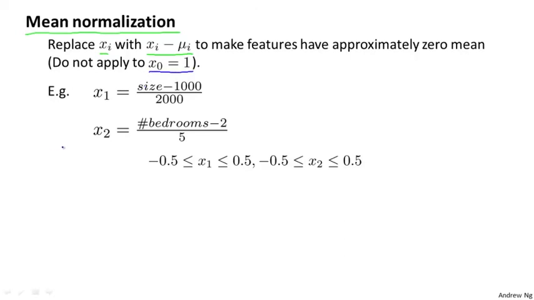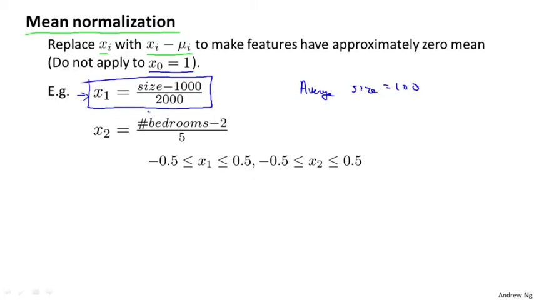But concretely, for other features, if the range of sizes of a house takes on values between 0 and 2000, and if the average size of a house is equal to 1000, then you might use this formula: set the feature x1 to be the size minus the average value, divided by 2000.